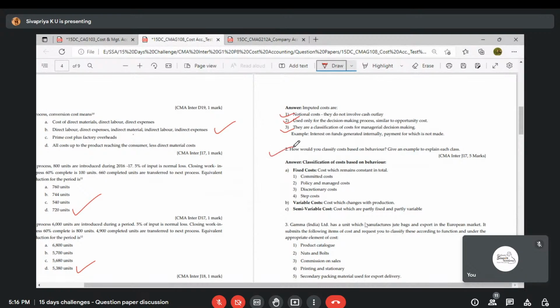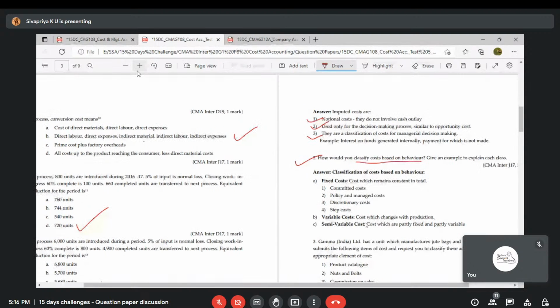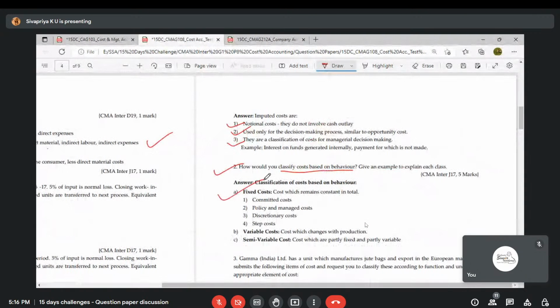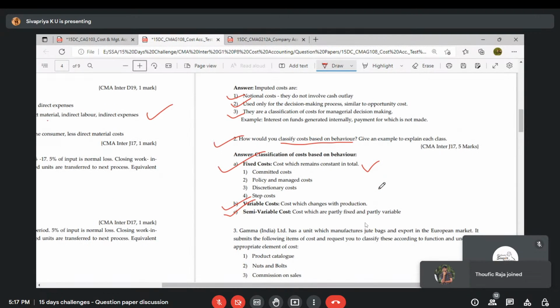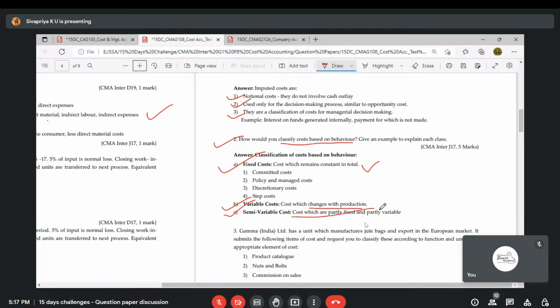The next question is, how do you classify the cost based on behavior? Based on cost behavior, it is fixed cost, semi-variable cost and variable cost. The explanation in a line or two: fixed cost remains constant in total, and only the per unit fixed cost changes. This is treated as a period cost. Variable cost changes with change in the level of activity or production. Semi-variable costs are the costs which are partly fixed and partly variable.